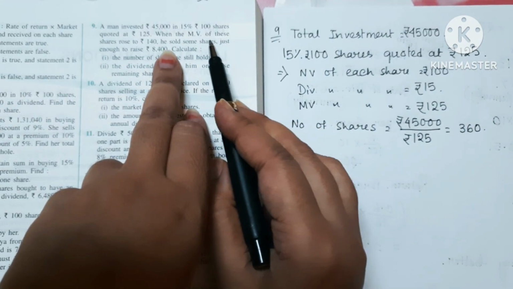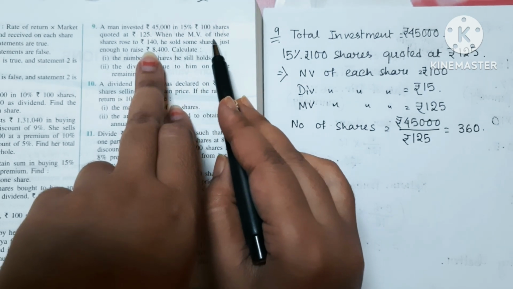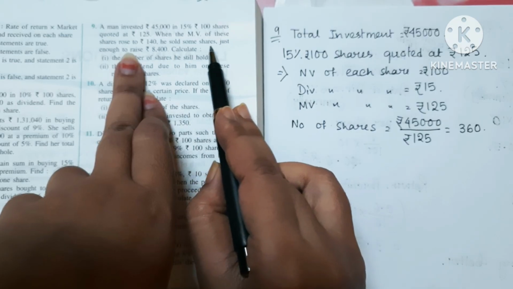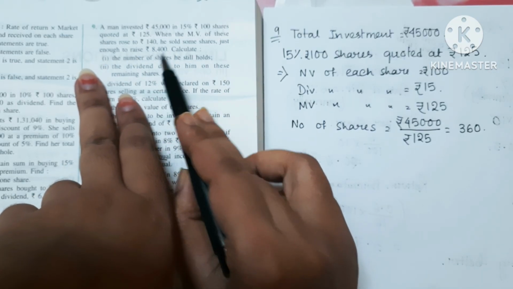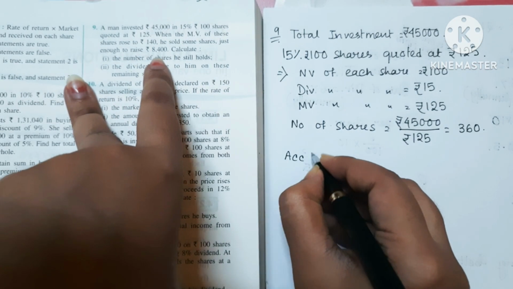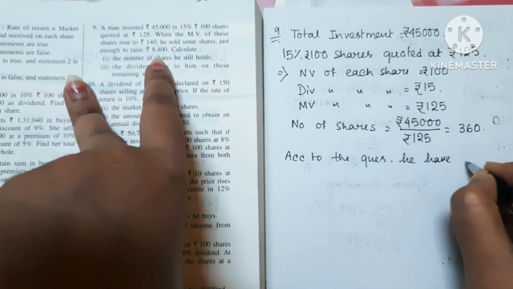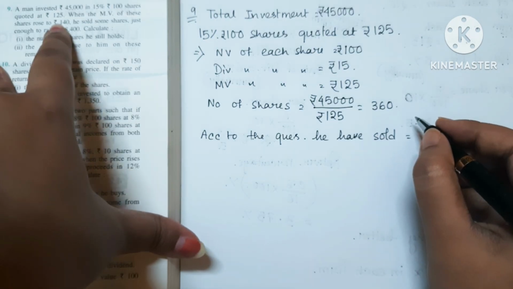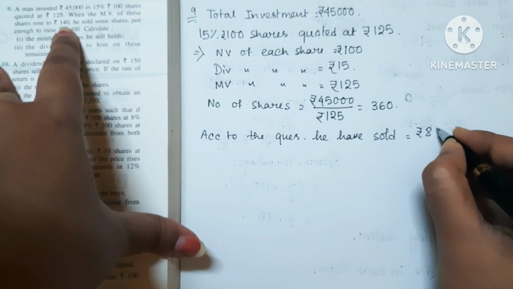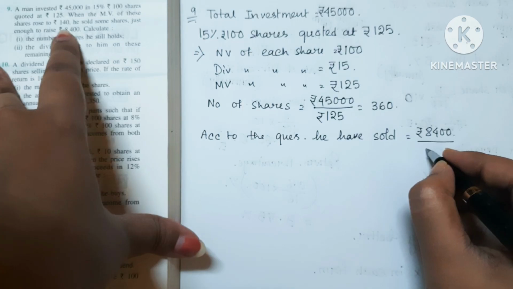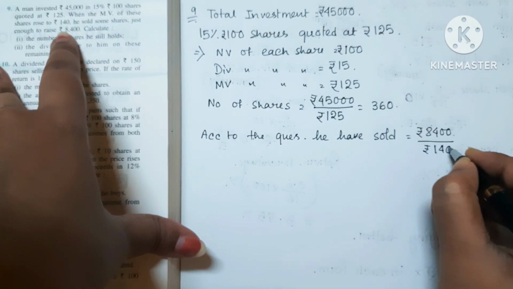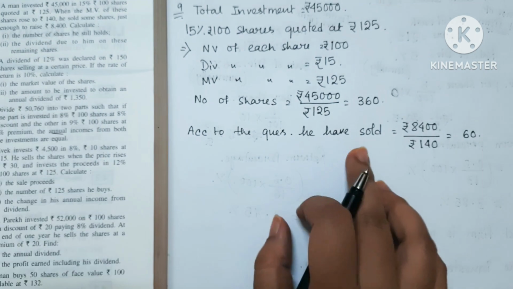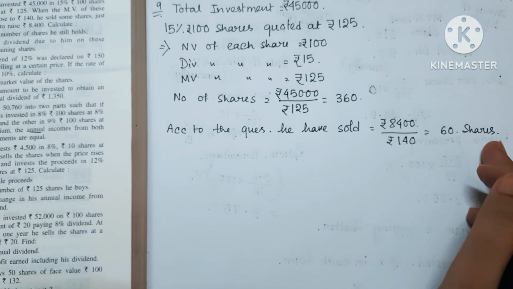Now, when the market value of these shares rose to rupees 140, he sold some shares just enough to raise rupees 8400. So according to the question, he sold shares at the market price, which at that time was 140. So rupees 8400 divided by rupees 140, you will get 60. That means he has sold 60 shares.